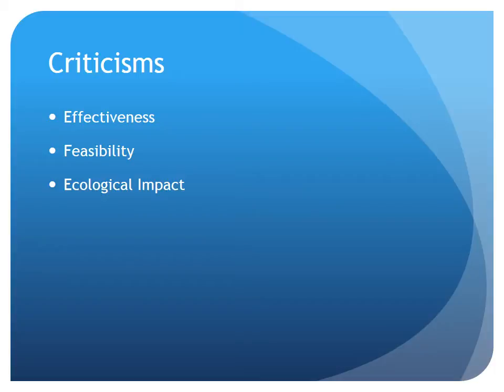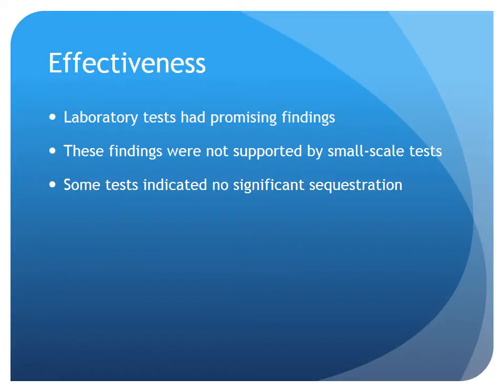There have been some criticisms of ocean iron fertilization raised within the scientific community. The three main concerns that critics have are the effectiveness of the process, the feasibility of implementing the method, and the negative ecological effects of large algal blooms. The first concern we will discuss is the effectiveness of ocean iron fertilization. The initial laboratory tests predicted that for every ton of iron added into the ocean, it could remove up to 30,000 to 110,000 tons of carbon from the atmosphere.